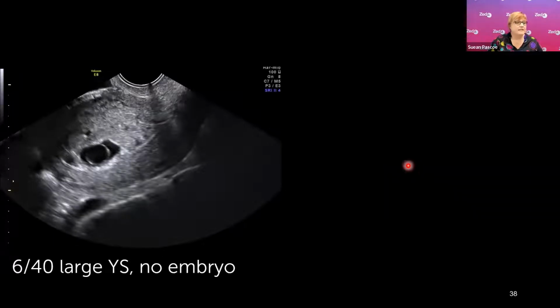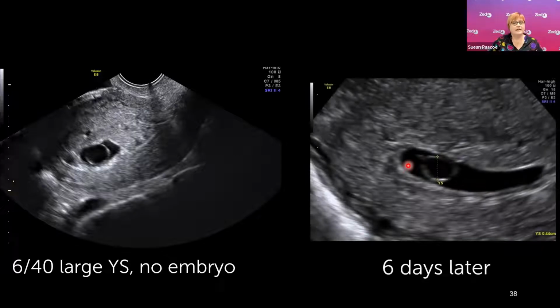Here's another example at 6 weeks. Now this one's got an unusually large yolk sac in proportion to the gestational sac, which can be quite a poor prognostic sign. We can't see the embryo, and we wait a week, and 6 days later, it's the same situation. We can't see an embryo. There's certainly no fetal heart rate. So we can categorically say this is a failed pregnancy.